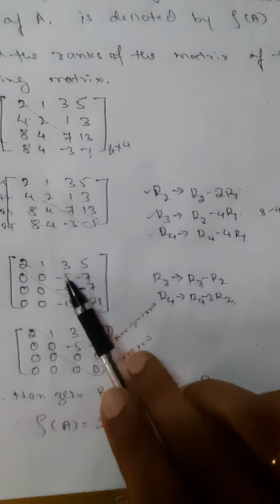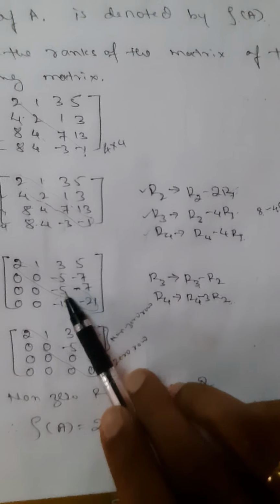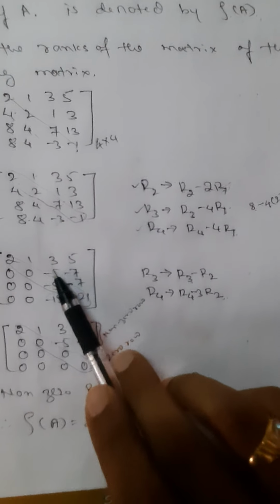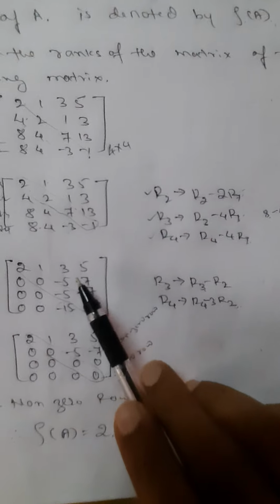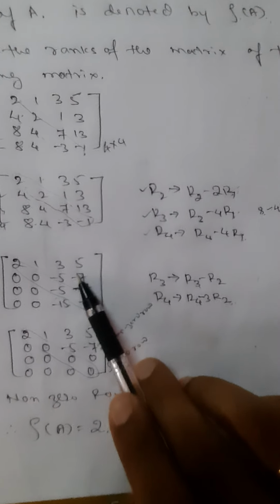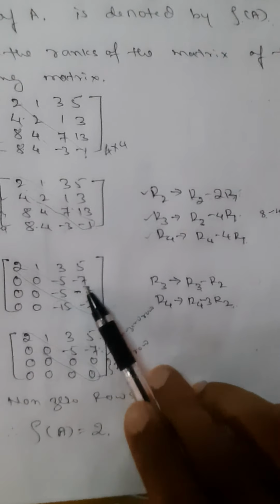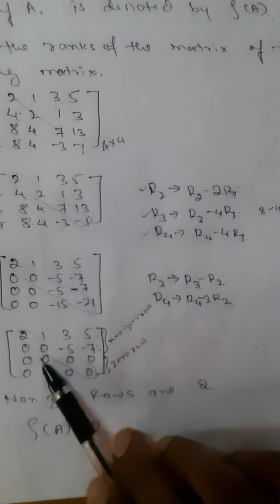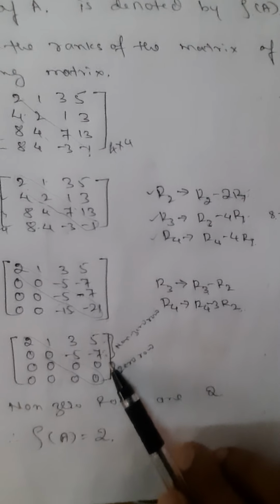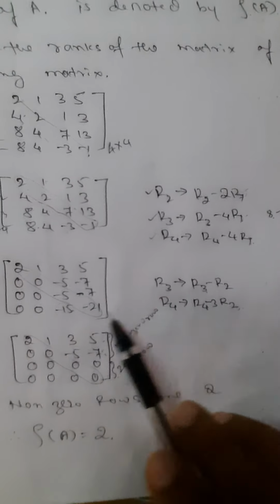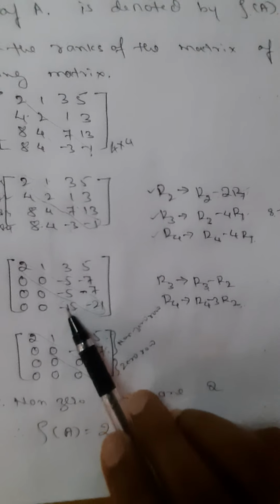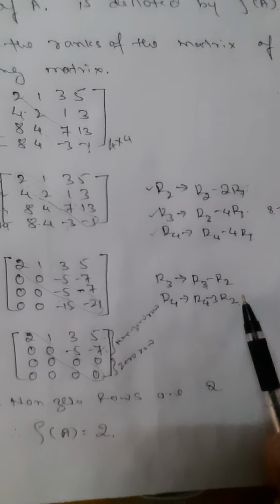R3 minus R2, this minus 5 minus of minus 5 is 0. Minus 7 minus of minus 7 is 0 again. So this third row will become 0, 0. All the elements will become 0 there. Then the R4 row, R4 is this one, minus 15. R4 minus 3R2 we are using.